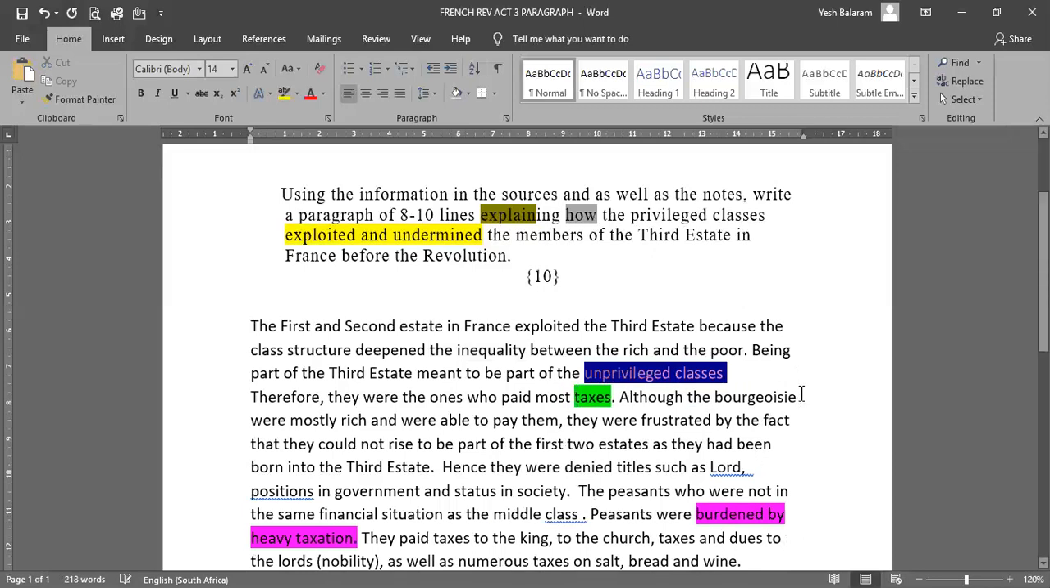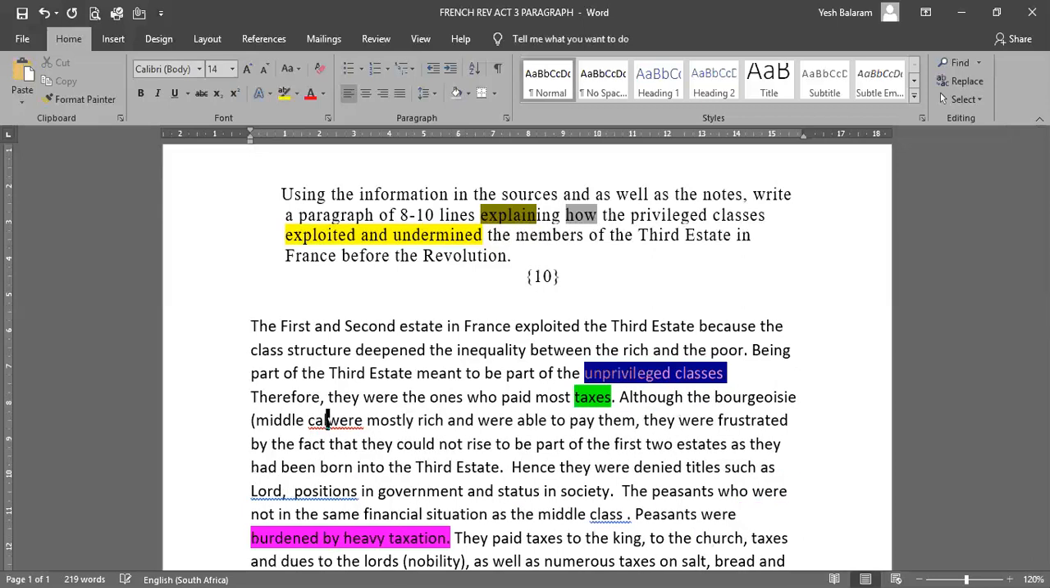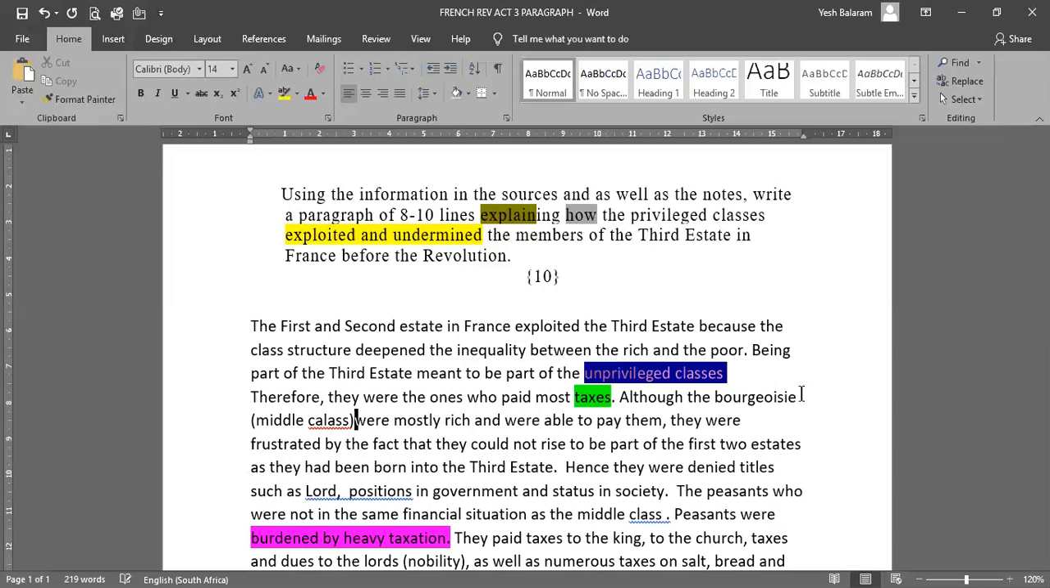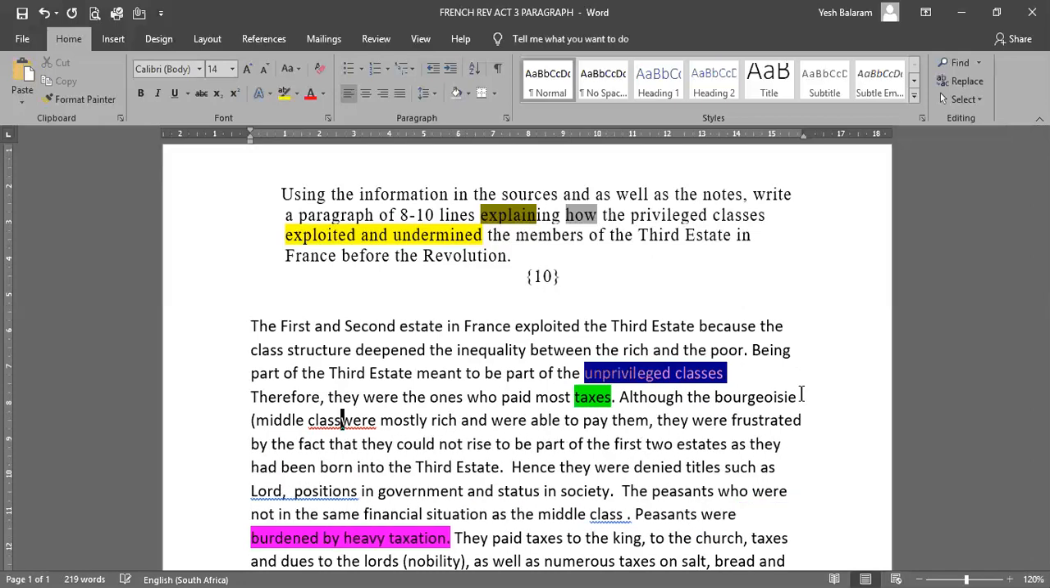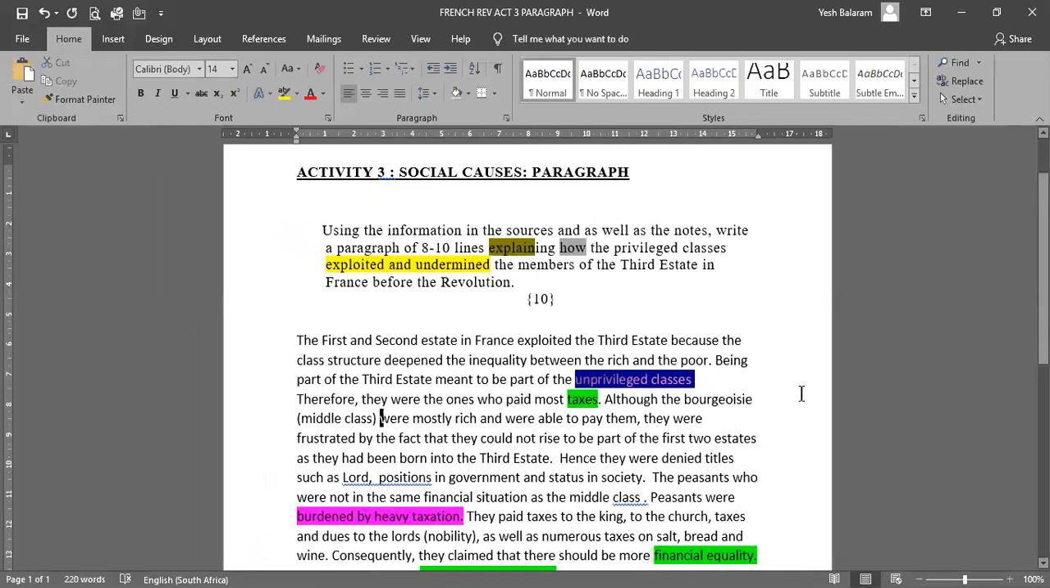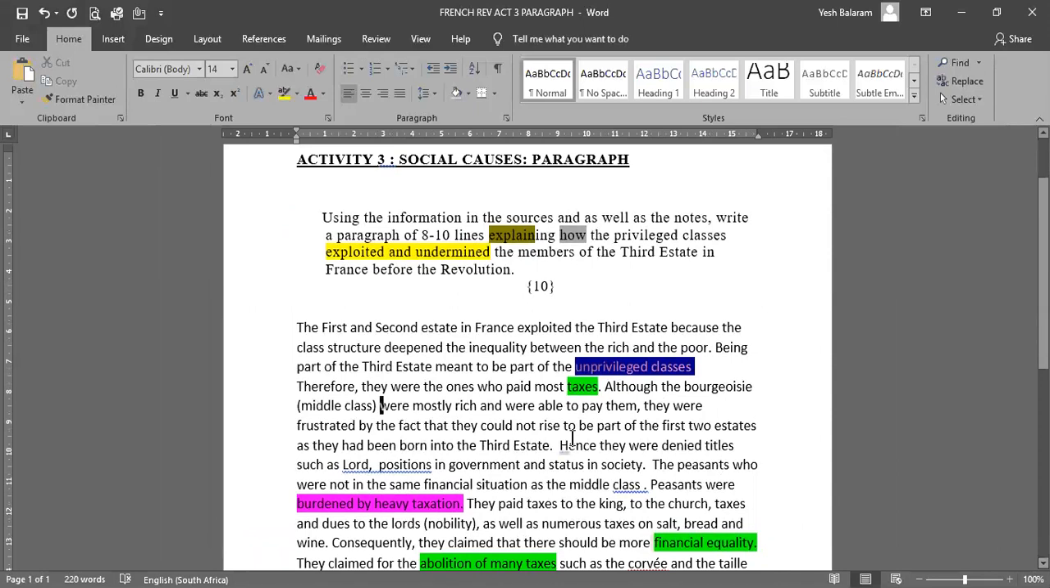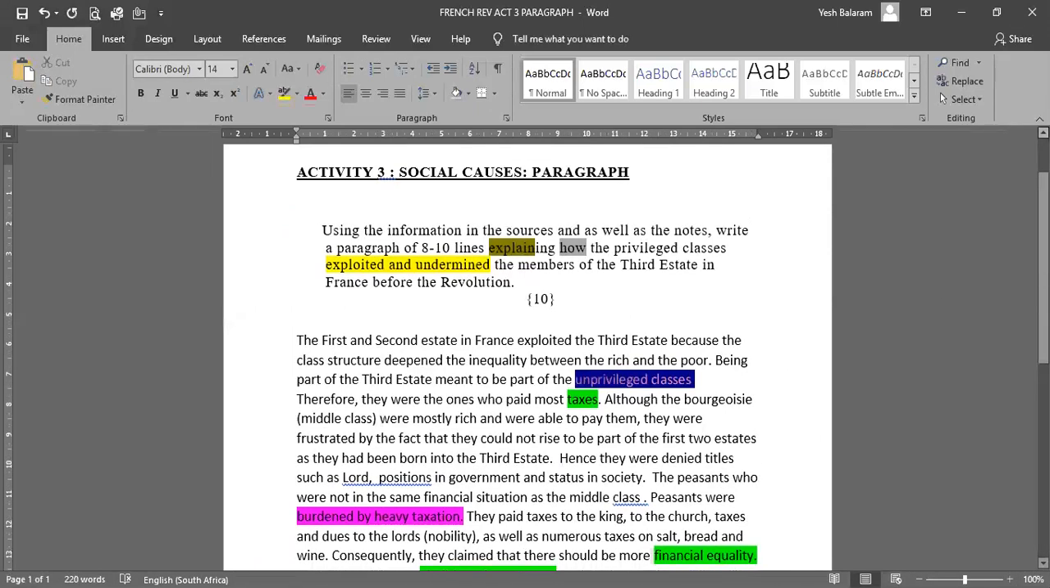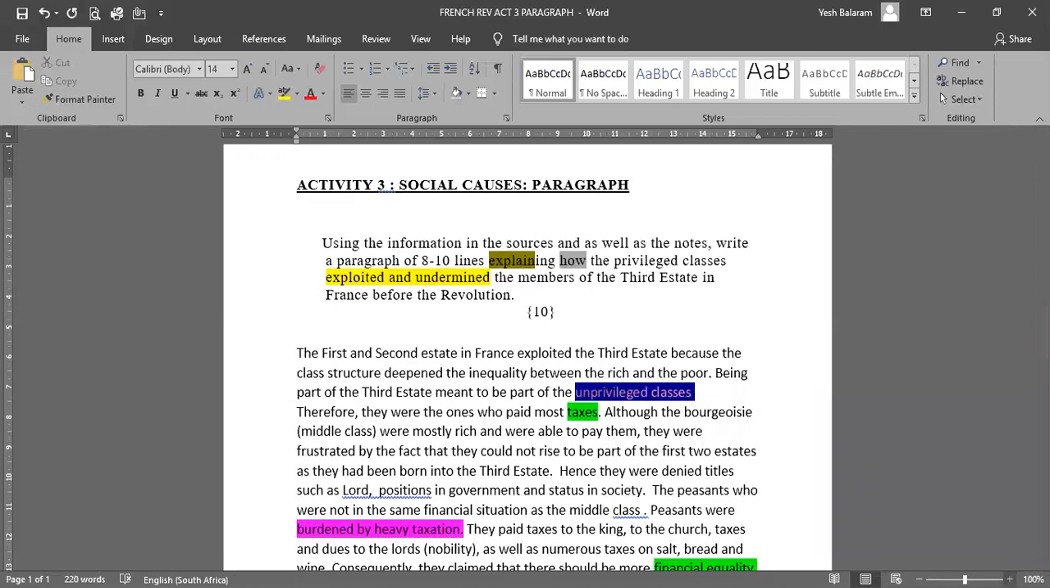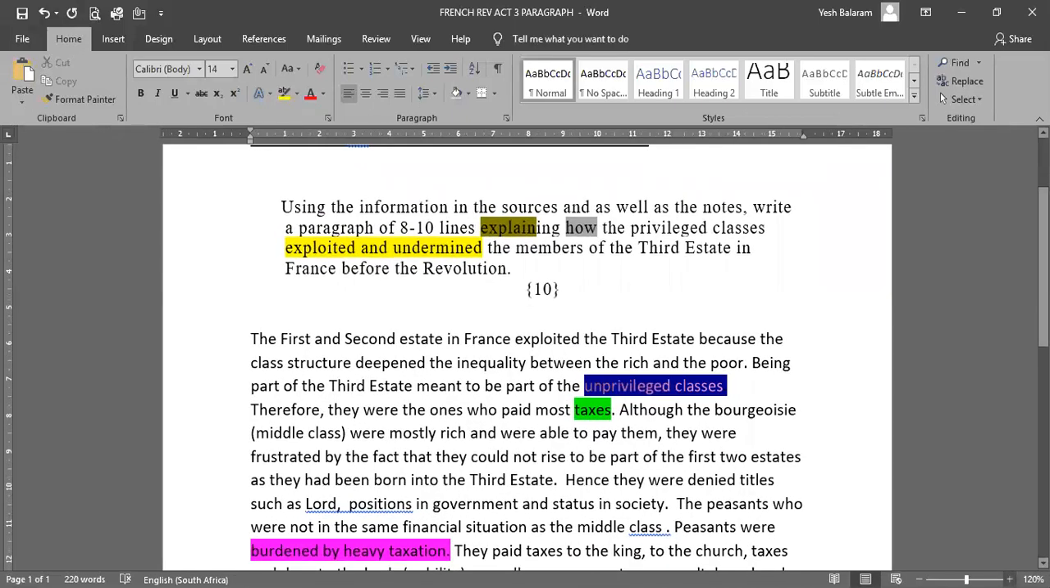Although the bourgeoisie, who you will recall were the middle class, were mostly rich and were able to pay them, that's the taxes, their frustration or anger was that they could not rise to be part of the first two estates. Now you may remember that the middle class were actually quite wealthy. They were educated, many of them were professionals, but they could not get into the first or second estate because they had not been born into one of those two estates.